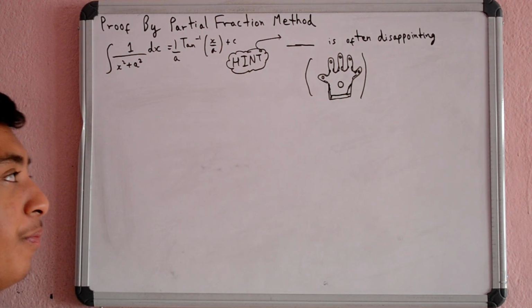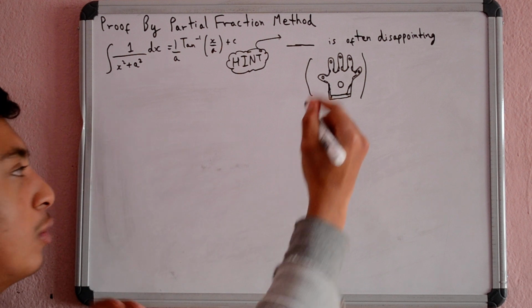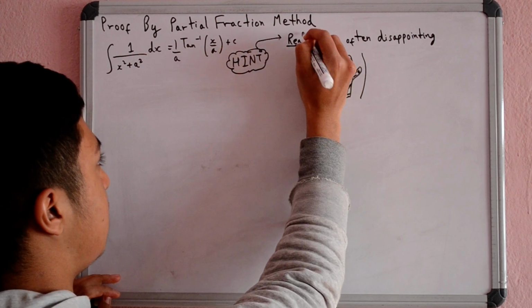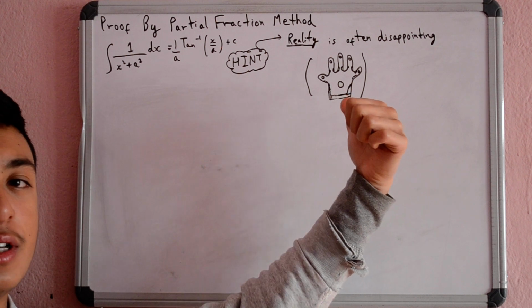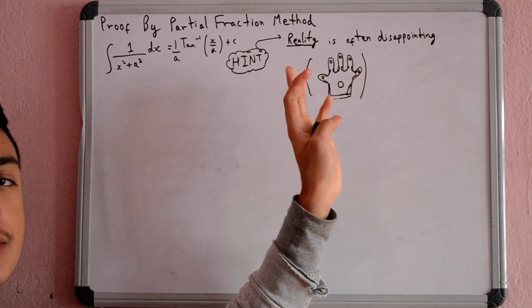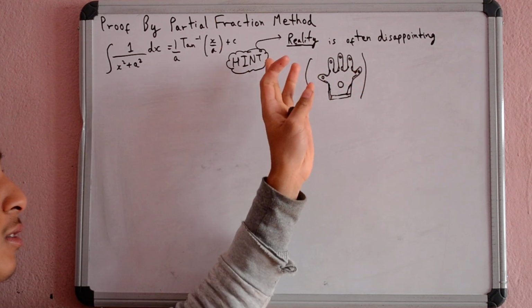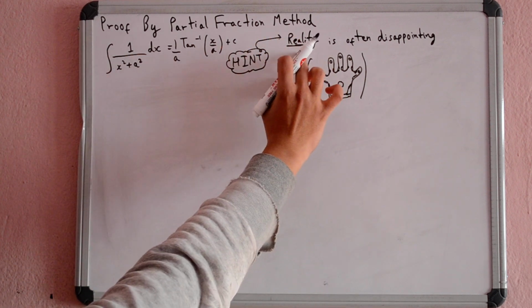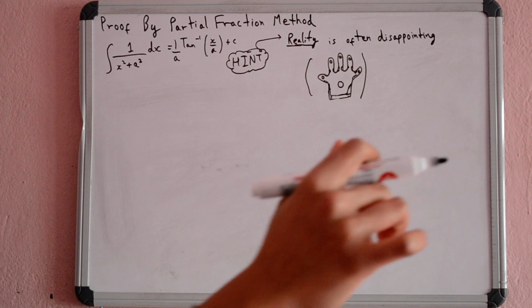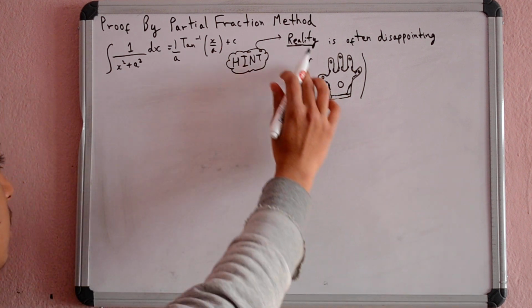But I'll tell you, using this hint, we know reality is often disappointing. This is meant to be the Infinity Gauntlet. Hope that's good enough. Of course, this is a quote by Thanos. Now, since reality is often disappointing, we have to go into the complex world.